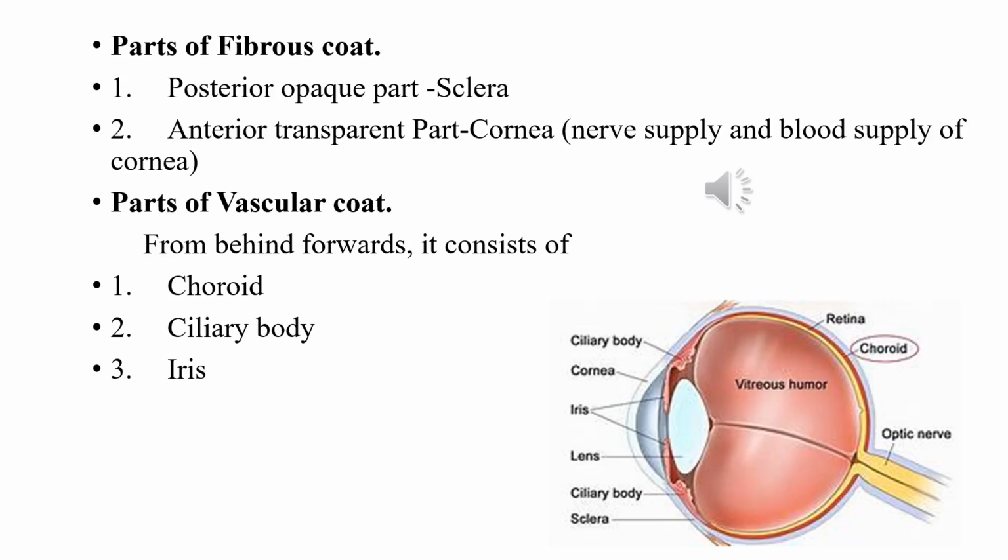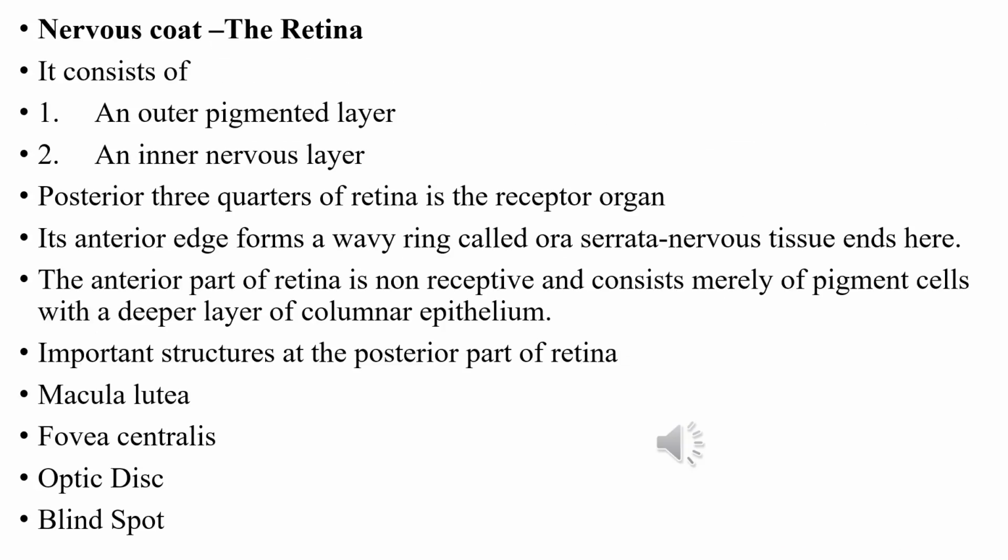Then the parts of the vascular coat, from behind forward, are the choroid, the ciliary body and the iris. Then comes the nervous coat, which is called the retina. It consists of an outer pigmented layer and an inner nervous layer. The posterior 3/4 of the retina is the receptor organ, and at its anterior edge it forms a wavy edge called the ora serrata, which is the place where nervous tissue ends.